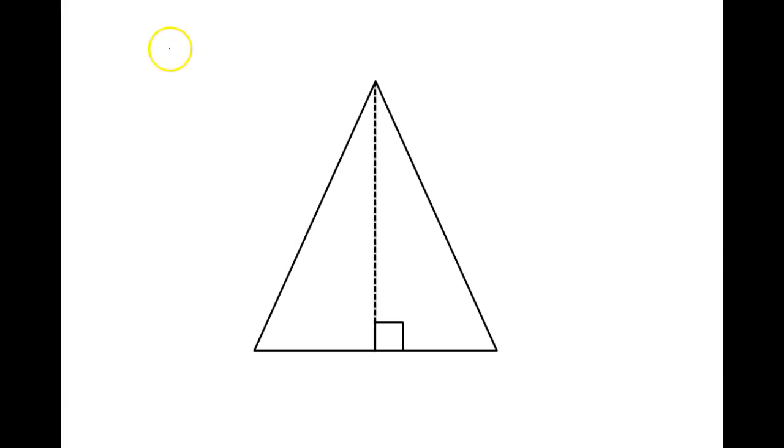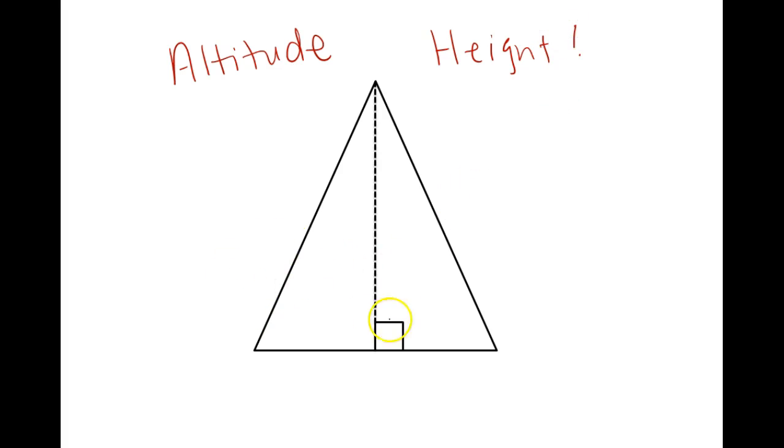Next, we have the altitude. Altitude is just the height. I can't find the height of this. I can't say that this segment from here to here is the height. It's slanted. If you ever see the altitude, you will always see the right angle box because the altitude is always perpendicular. From the vertex to the opposite side, it is perpendicular. So that is the altitude of the triangle.